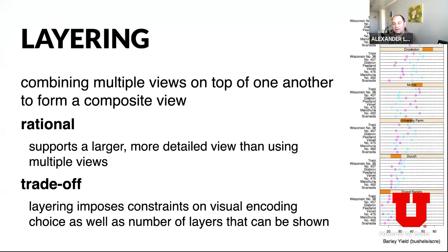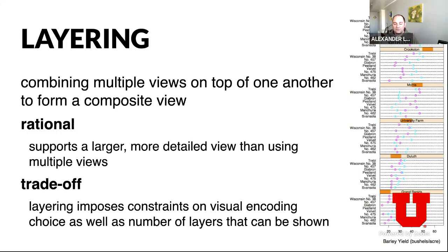Okay, so we talked a little bit about layering already, as a comparison to multiple views, but I want to emphasize that layering is an important way also to deal with multiple views. That is really combining multiple views on top of one another to form a composite view. This supports a larger, more detailed view than using multiple views. It also moves everything into the same space, the same dimensions. I can make these comparisons easily.